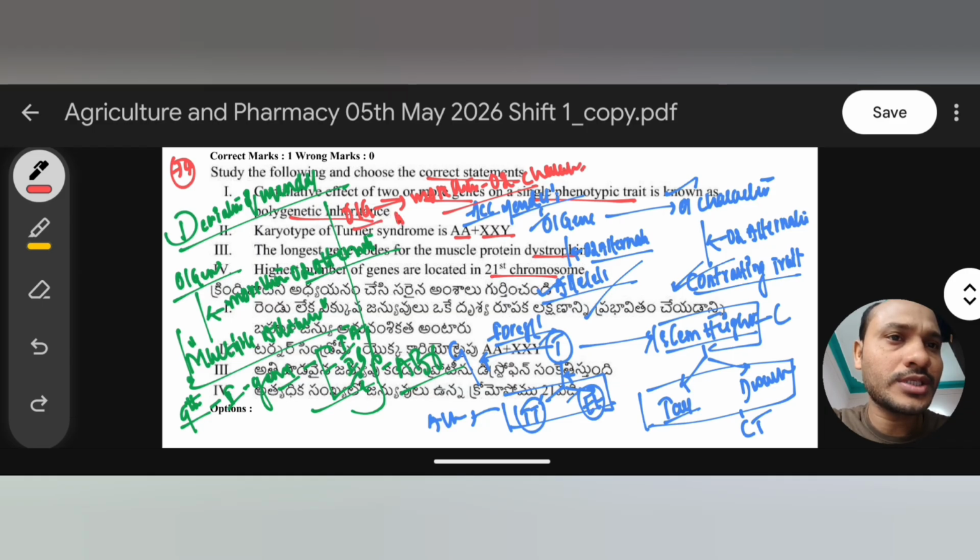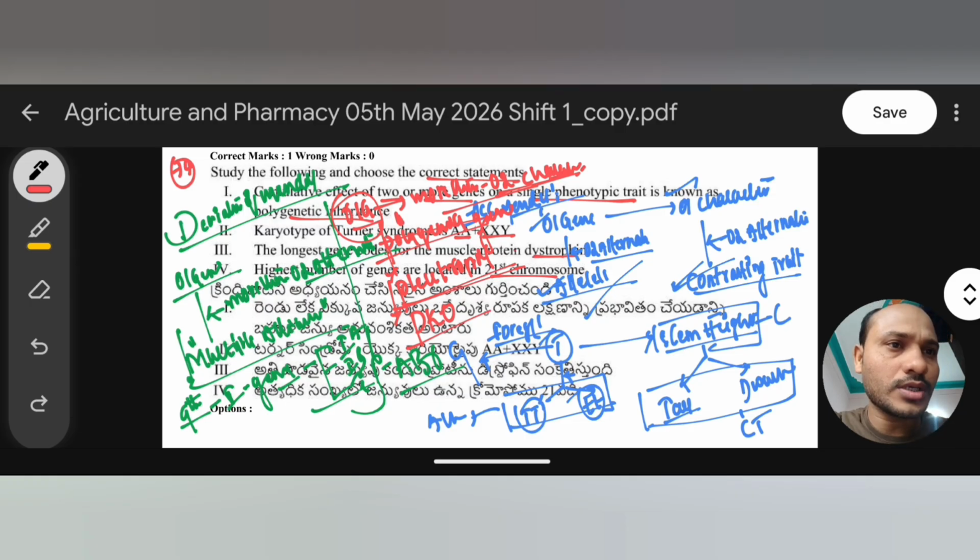Such a gene is called pleiotropic. Pleiotropic means one gene expresses more than two characters. We have a few examples of pleiotropic genes, like phenylketonuria, which is a disorder. This disorder is due to one gene expressing more than two characters. Phenylketonuria is a pleiotropic gene. Remember, in a pleiotropic gene, one gene expresses more than two characters.